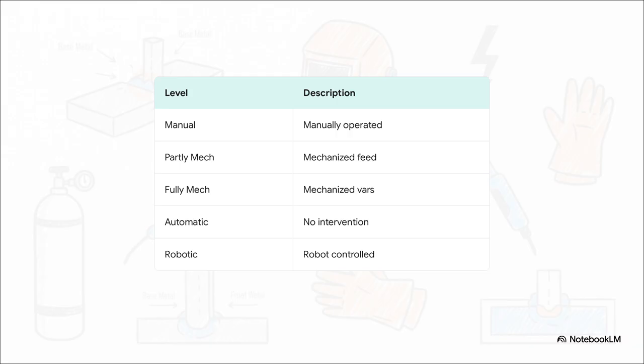Fully mechanized means the machine handles the movement and the variables, but a human can still tweak the dials mid-weld if they need to. But once we hit automatic, zero human intervention is possible during the weld. And finally, robotic welding is just that, controlled entirely by programmable robotic equipment from start to finish.